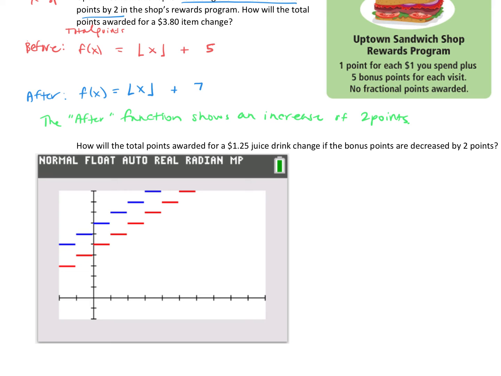Now we were asked a question: how will the total points awarded for a $3.80 item change? So what we would do is we would look at our function, this x dollar amount, or this is the x-axis, which is our dollar amount. We'd go over to $3.80, which is right about here.